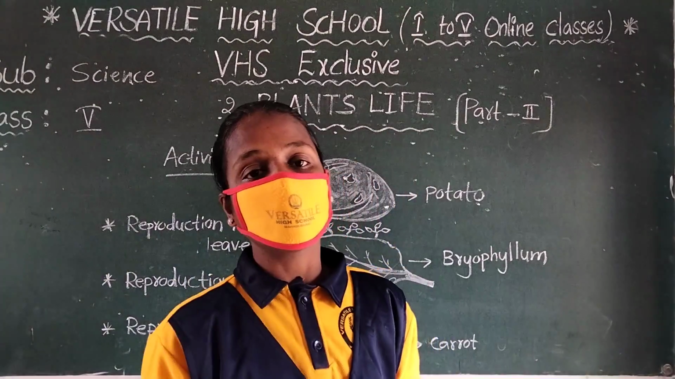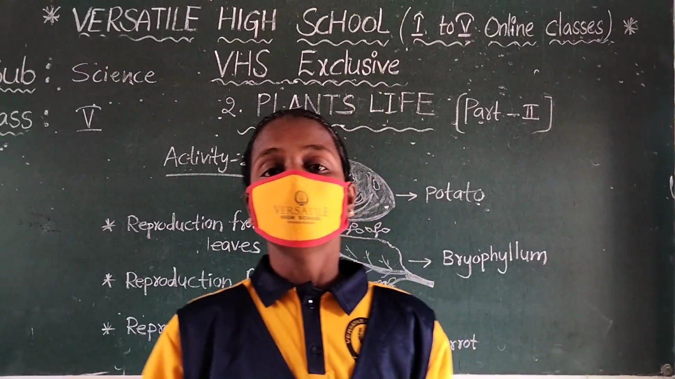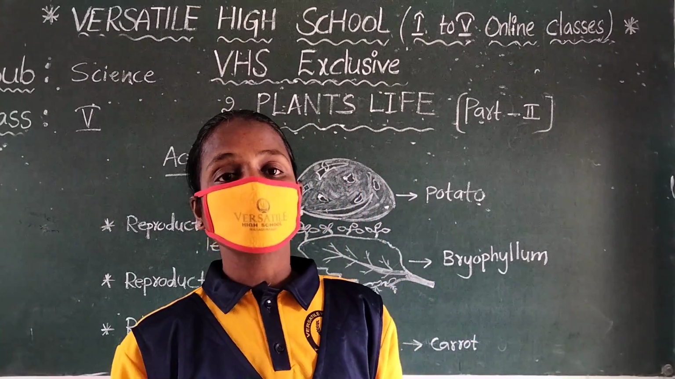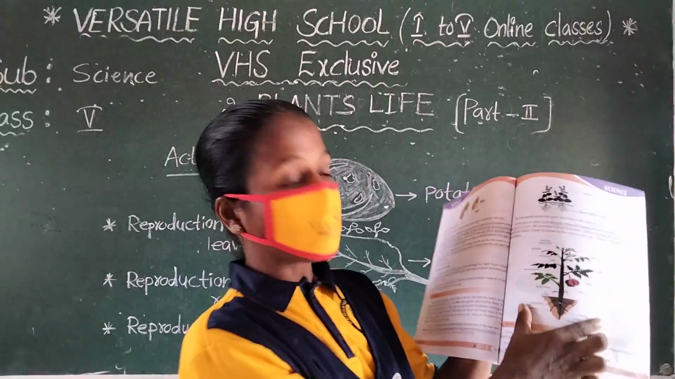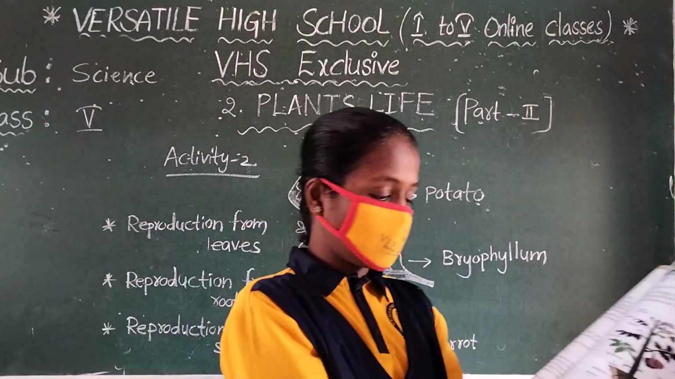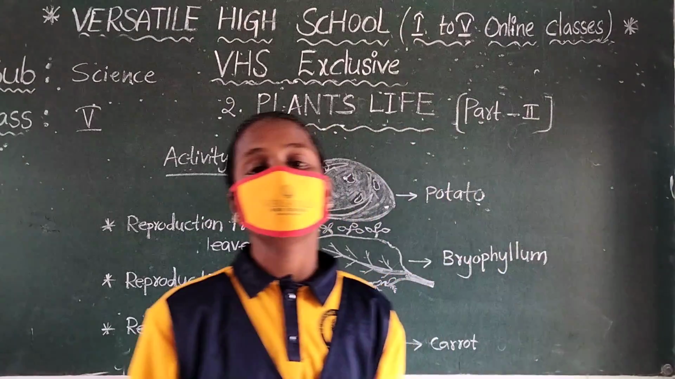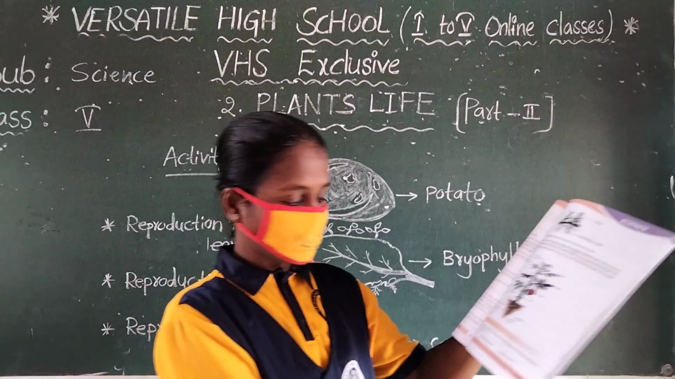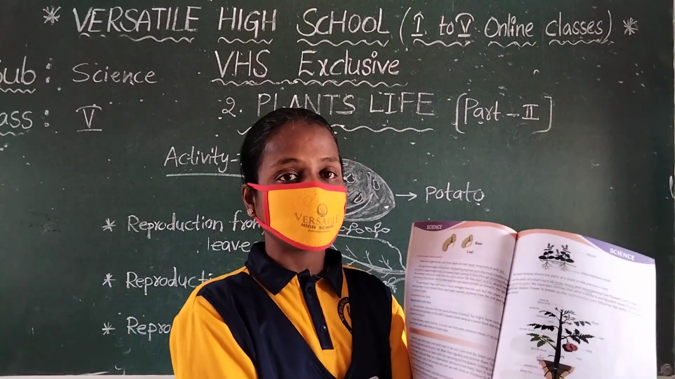Now, I already explained that one. What are the parts of a plant? Parts of a plant were also explained. Today we are going to do Activity 2. See the textbook, page number 15, children.